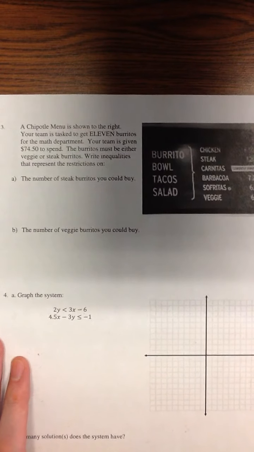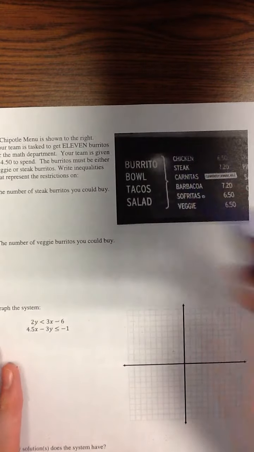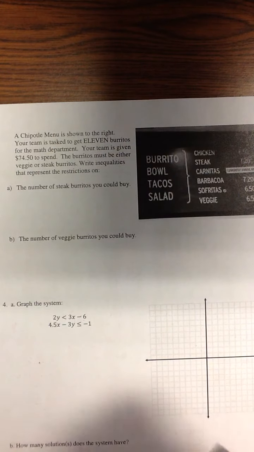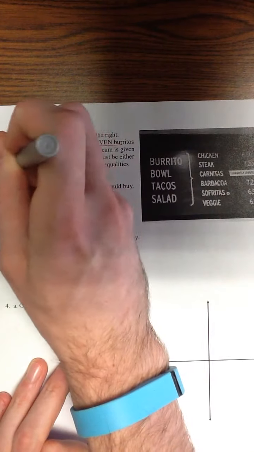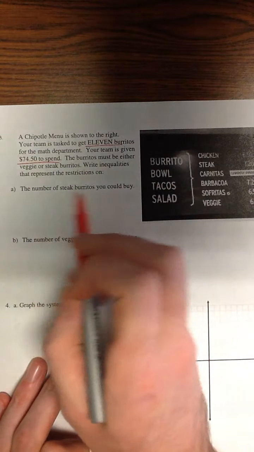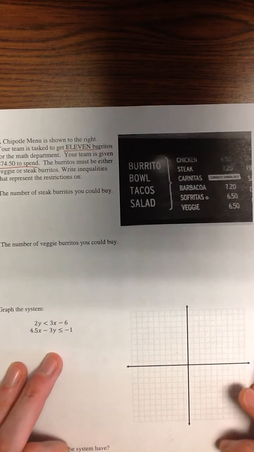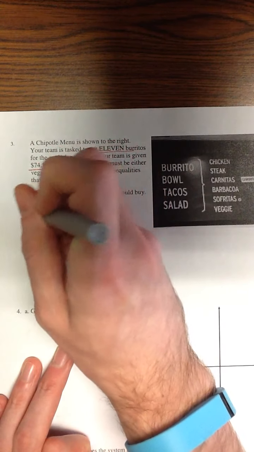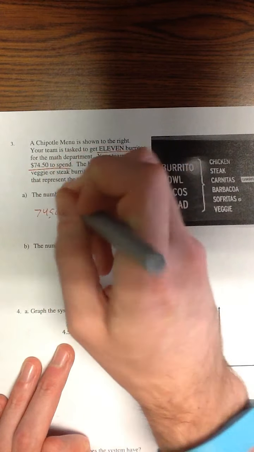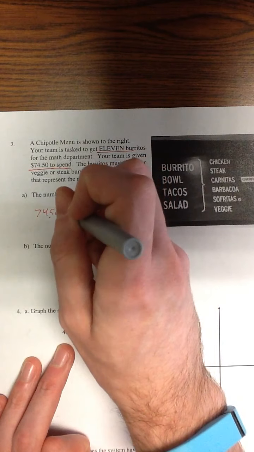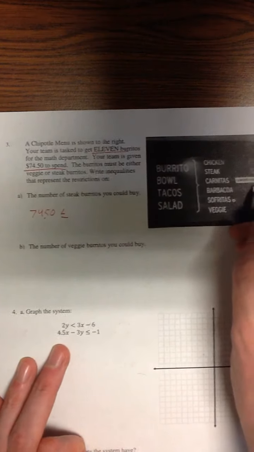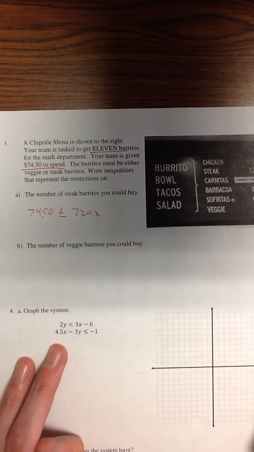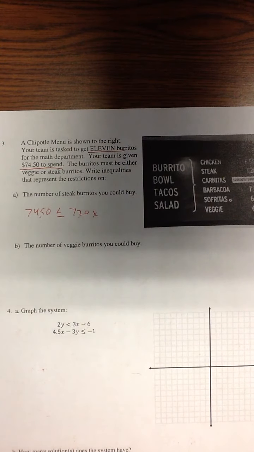On the back, we had to get 11 burritos from Chipotle. So we got a nice little Chipotle menu with all the prices. We need 11 burritos, and we've got $74.50. We want to find out the number of steak burritos we can buy with this. Steak burritos cost $7.20, and I only have $74.50, so that number has to be less than or equal to $7.20 for a steak burrito times the number of burritos I have.